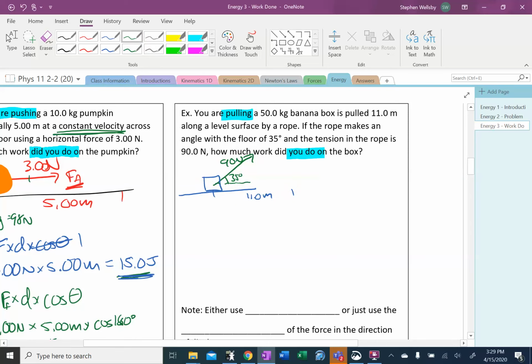and that is at an angle of 35 degrees from the floor. There are other forces here. There's gravity, there's normal force, and there's the force of friction. But we don't care about any of those forces for now, because right now we're just wondering about the work that you did from your pulling force. So we're just worried about the work done by tension. So pause the video now and try giving this question a chance.